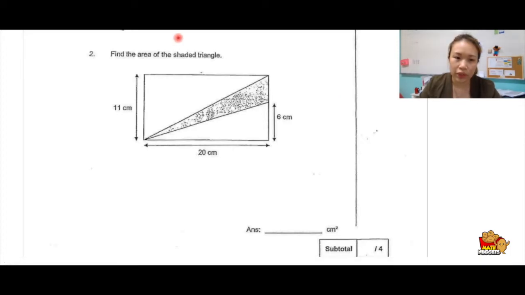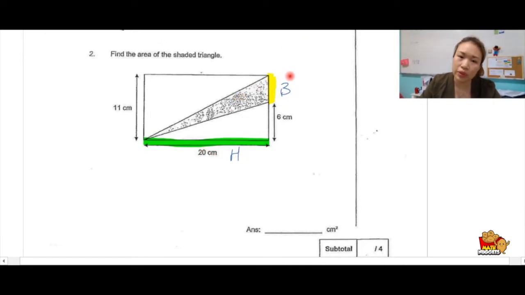Question 2, to find the area of the shaded triangle, first you need to know the base and the height. The base of the shaded triangle is here. The height of the shaded triangle is here. So this is the base and this is the height. Alright, so first we got to know what's the base. The base, because the whole breadth, right? This is 11 cm. So the base will be 11 minus 6, which is 5 cm.